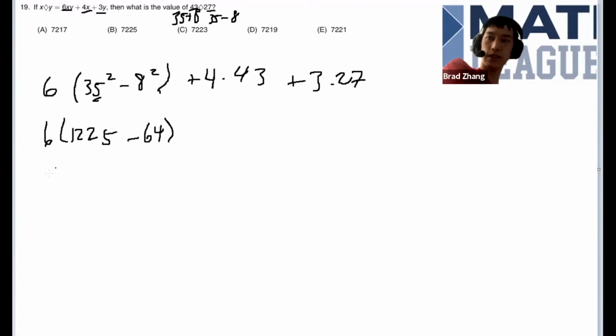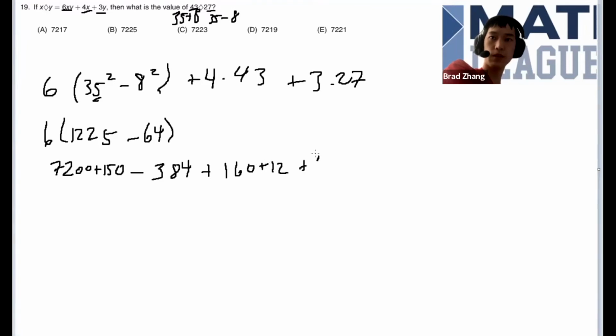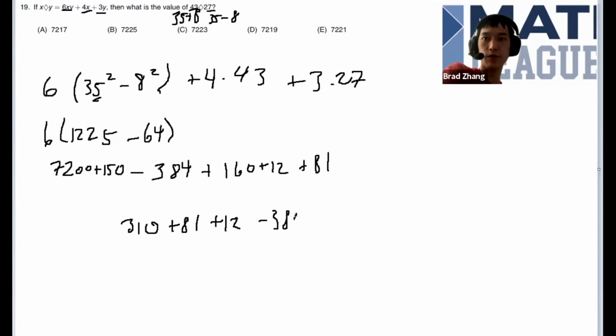What is this? This is 7200 plus 150, which is 6 times 1200 plus 6 times 25, minus 6 times 64, which is 384, plus 4 times 43, which is 160, plus 12 plus 81. And now you can see that you have a lot of these different numbers, right? Let's take all the smaller numbers and add them together first. So that's 150 plus 160, which is 310, plus 81 plus 12 minus 384, and then add a 7200 at the beginning, right?